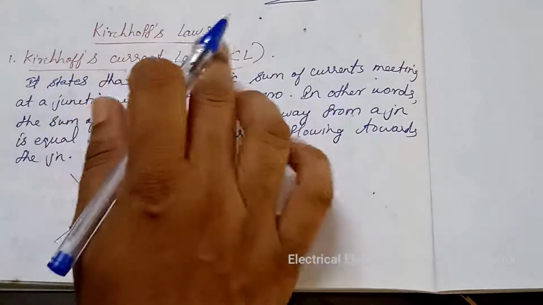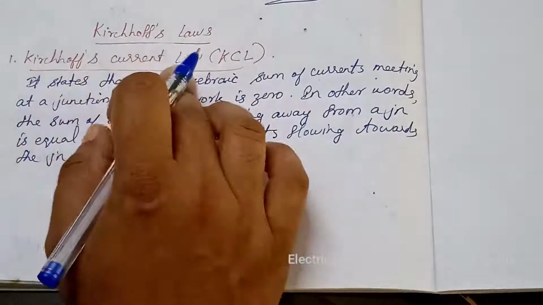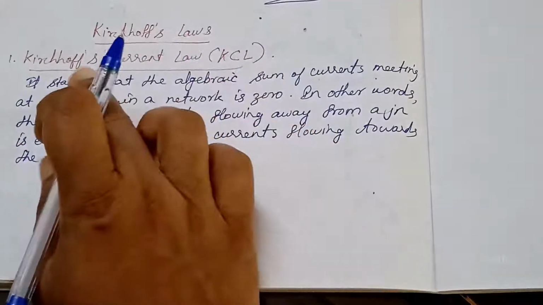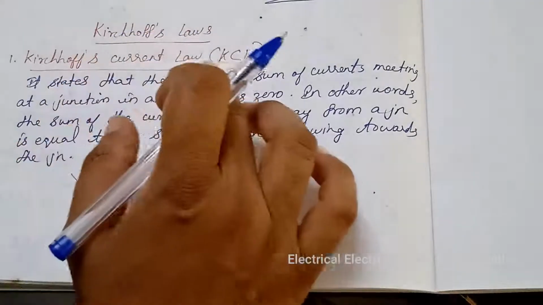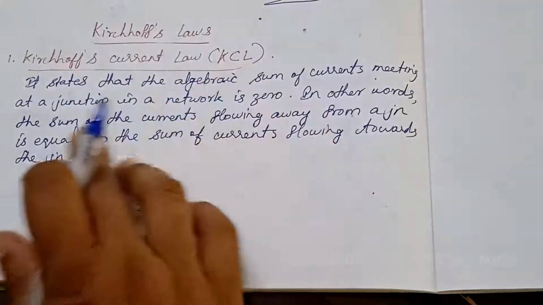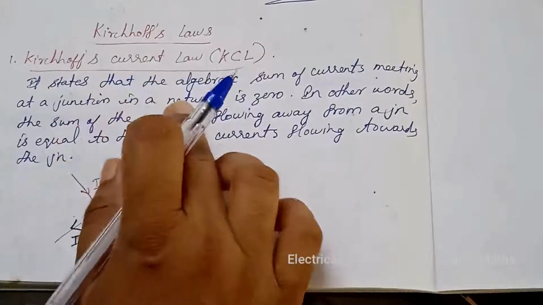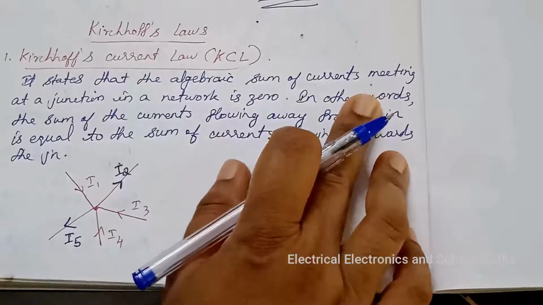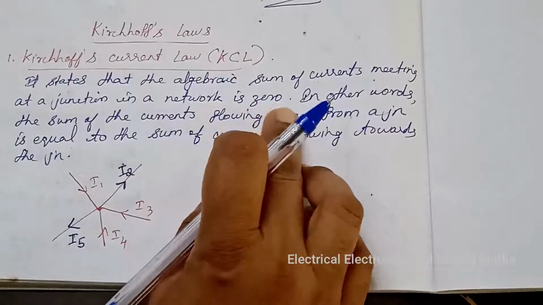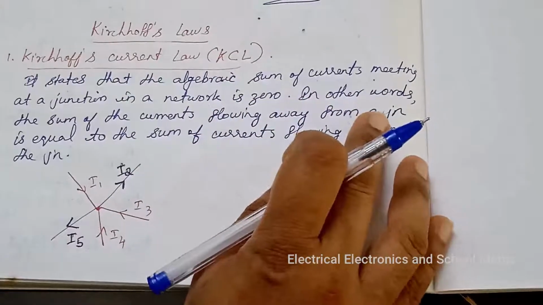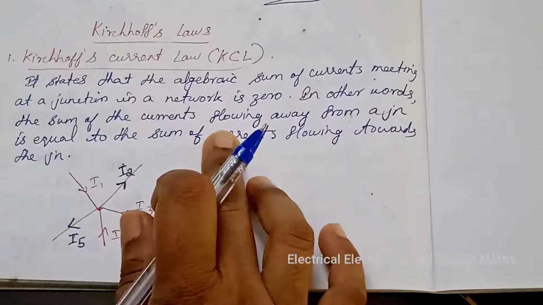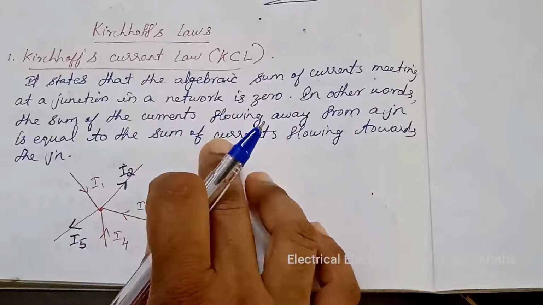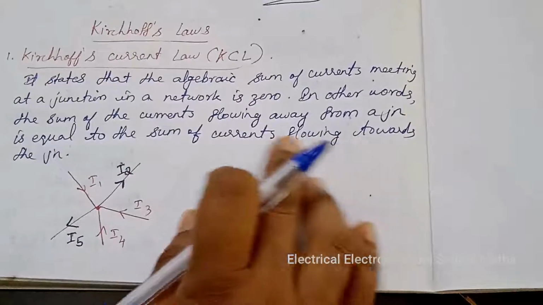There are two laws, that is Kirchhoff's current law and Kirchhoff's voltage law. Let us go through Kirchhoff's current law. It states that the algebraic sum of currents meeting at a junction in a network is 0. In other words, the sum of the currents flowing away from a junction is equal to the sum of currents flowing towards the junction.